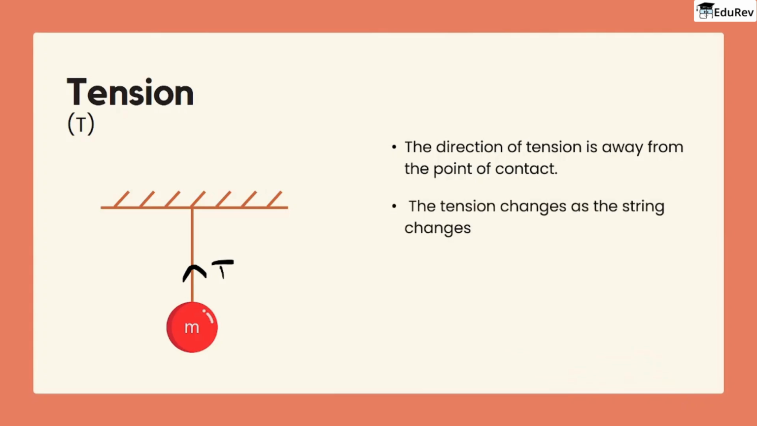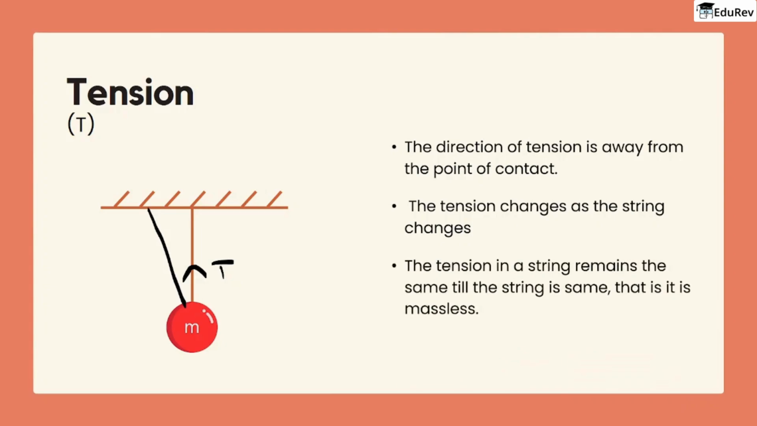The tension changes as the string changes. If we have a separate string attached with the same mass, the tension in both the strings would be different. The tension in a string remains the same till the string is the same, that is, the string is massless.